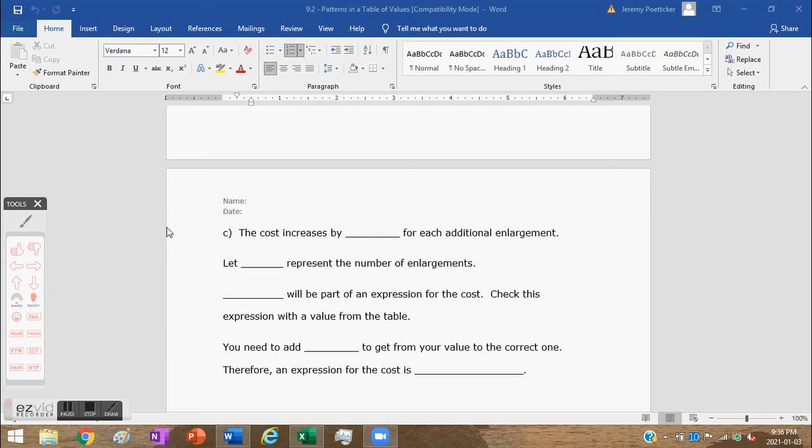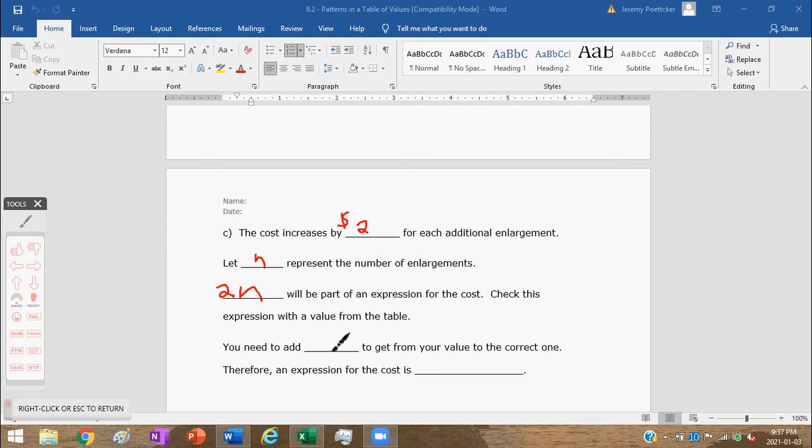Check this expression with a value. Oh, expression for the cost, sorry. Let's try that again. I made this simpler in the end and with more steps, which then made the whole thing take longer. So my apologies. Cost increases by, again, $2 for each additional enlargement. Let n represent the number of enlargements. All right. The cost is going to be, we might think, okay, so 2n will be part of an expression for the cost. Check this expression with a value from the table.